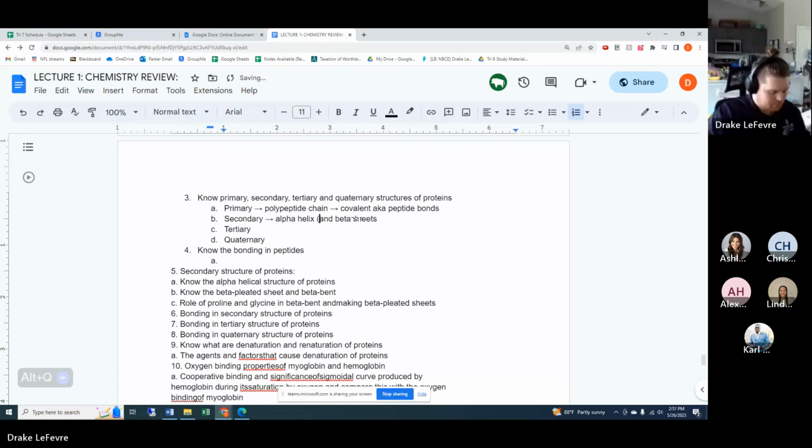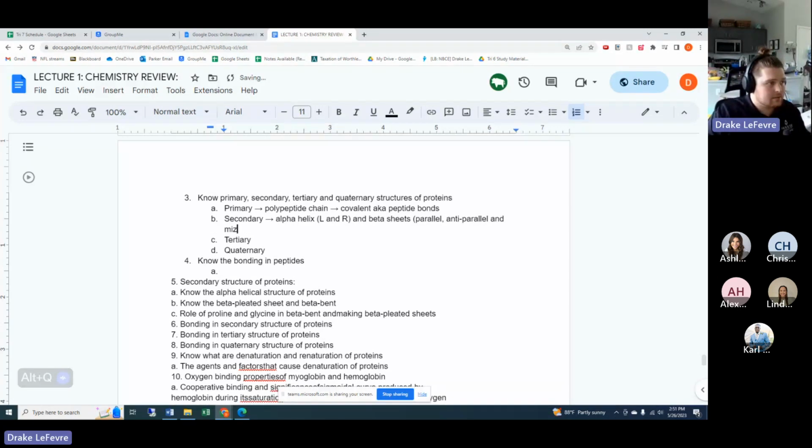There's left and right-handed alpha helix, and there is parallel, anti-parallel, and mixed beta sheets. What are the primary bonds that form a secondary structure of protein? Are they hydrogen? Hydrogen bonds is our big one. And also this is where we'll see a lot of our cysteine bonds as well. Are those disulfide bonds?